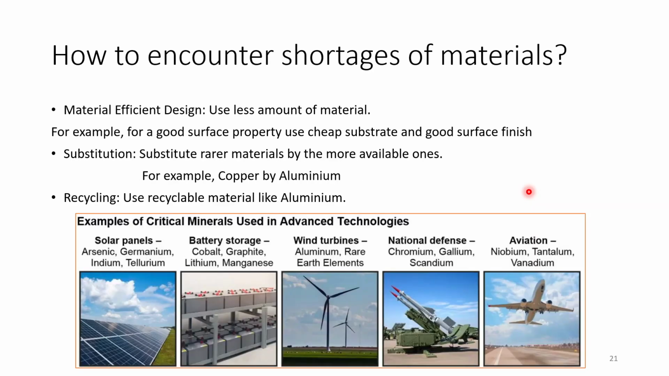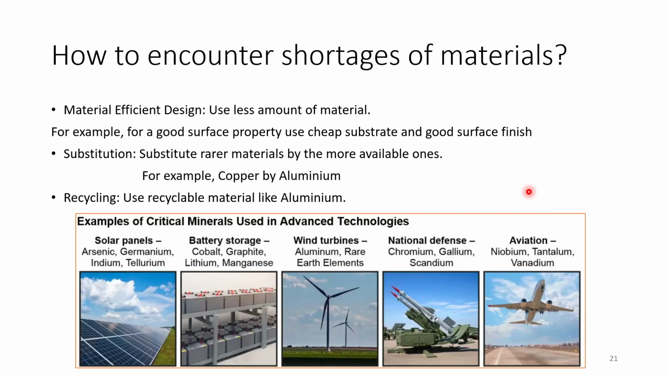Now, how do we counter the shortage of materials? Material efficient design: we can use less amount of material. For example, for a good surface property, we can use a cheap substrate and a good surface finish. In case of substitution, you can substitute rarer material by more available ones. For example, copper can be substituted by aluminum. Next, you have recycling. So we can use recyclable material such as aluminum.